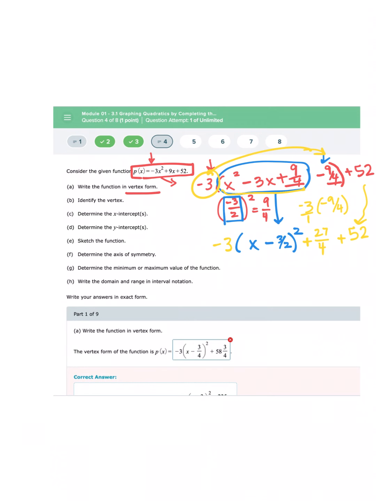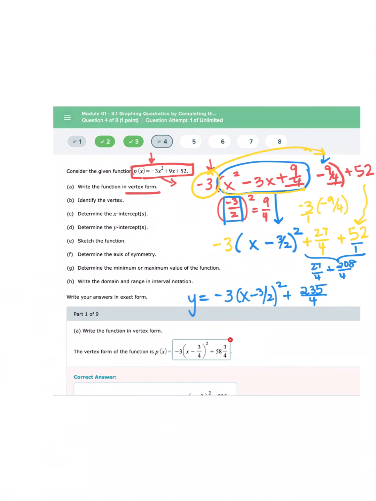So we need to combine these numbers over here. You can use a calculator or try and make them have the same denominator, which would be 4. So we have 52 times 4 is going to be 208. So when you combine those together, it's going to be 235/4, or you can write that as a mixed number. And the rest of the function is sitting right here. So this is our vertex form.